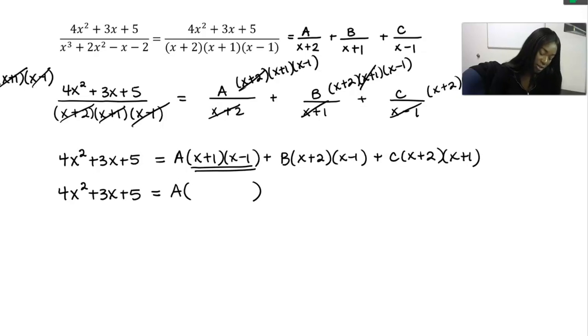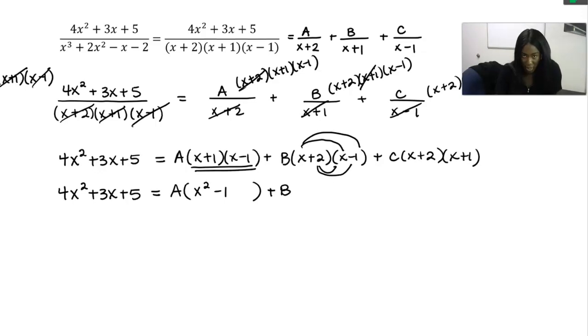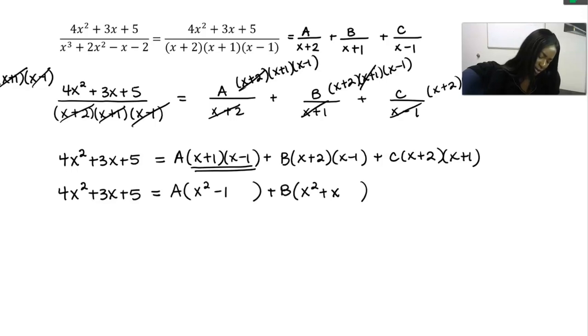When we FOIL that out together, we'll get x squared minus 1. I'm not going through all that FOILing, okay? But please, if you need to, do so: x times x, plus x times negative 1, plus 1 times x, plus 1 times negative 1, and then you have to combine like terms. And do make sure that you're still using parentheses. When you FOIL that out, you will get x squared plus x minus 2. And then for the c term, when you FOIL that out, you will get x squared plus 3x plus 2.